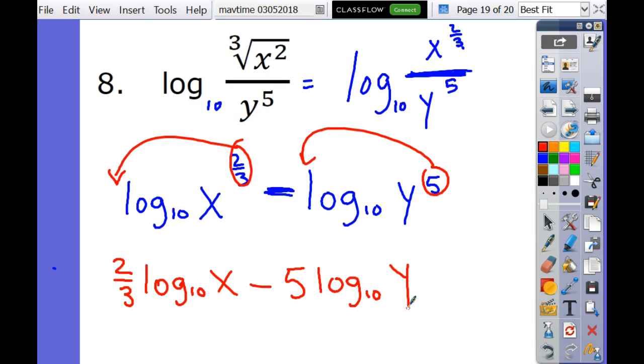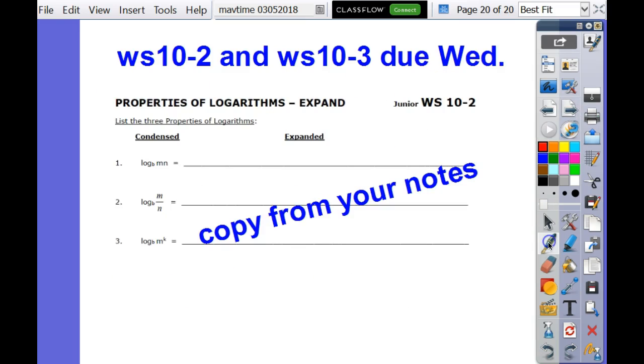That is the correct answer. But just like in the beginning of the problem, if the base is 10, you do not have to write the base. You can write it with the base 10, or you can leave the base 10 out. And I believe that is all of your problems.